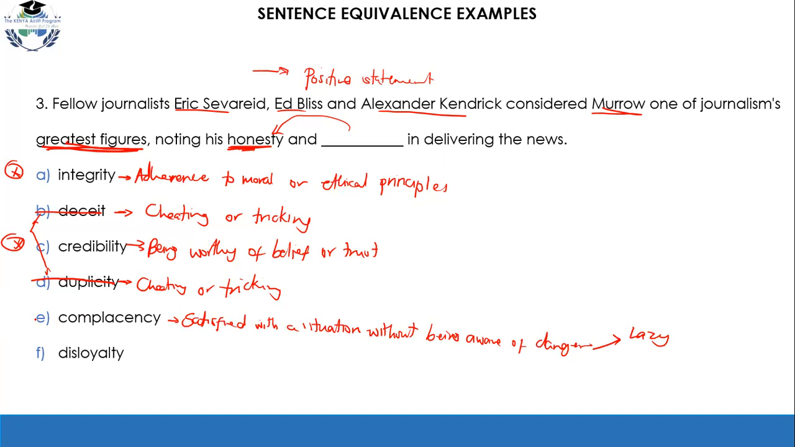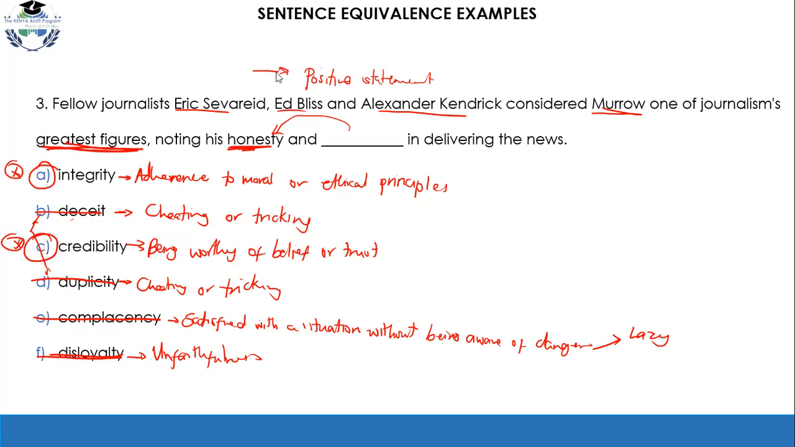So again, this is negative. Complacent is a negative word. Maybe if you say someone is complacent with corruption, meaning he knows corruption is going on, but he does not really take any action on that. Disloyalty just means being unfaithful. So unfaithfulness. Again, this is a negative word. So this automatically eliminates disloyalty. So Ian mentioned it eliminates B, D, and so on. Immediately, we have eliminated B, D, E, and F automatically. So that leaves us with A and C, which is credibility.